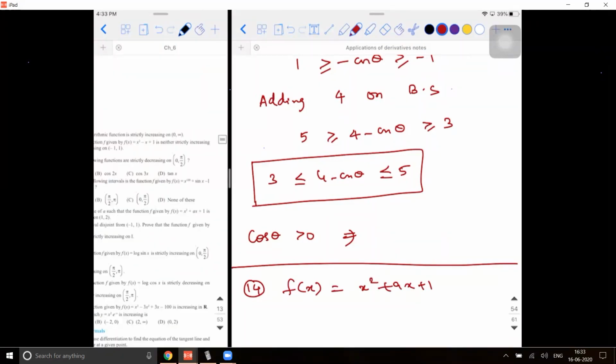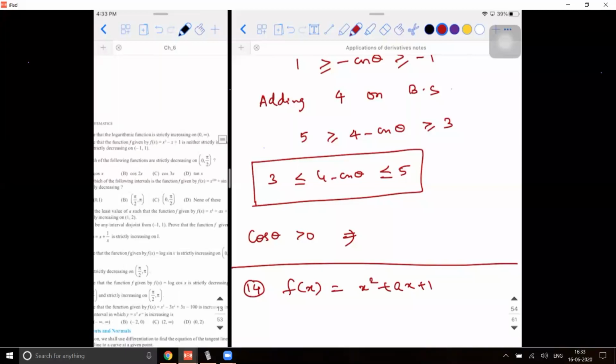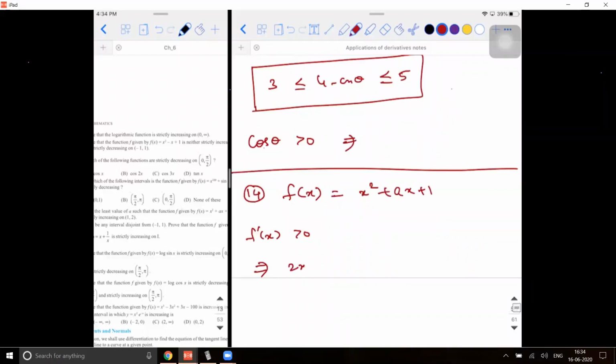Again, what is going to be the domain of this function? Whatever is the value of a that you're going to substitute, the quadratic function's domain is always the real numbers. So in the domain of the function, only between the interval 1 and 2, this function has to increase, which means what is the least value of a that I can substitute? That is the meaning. So according to the question, I need to take f dash of x greater than 0. So 2x plus a is greater than 0.